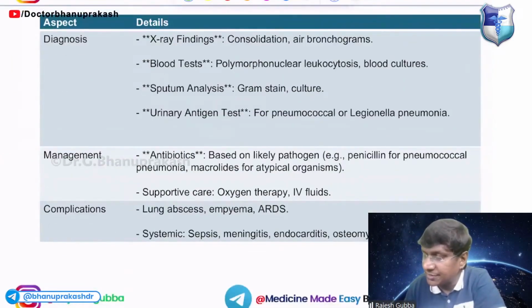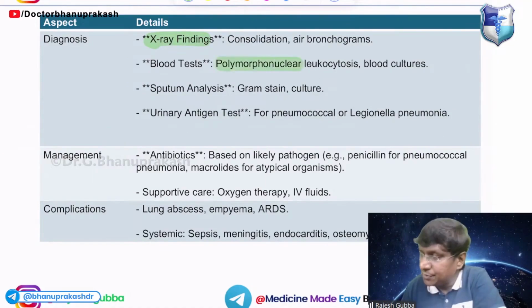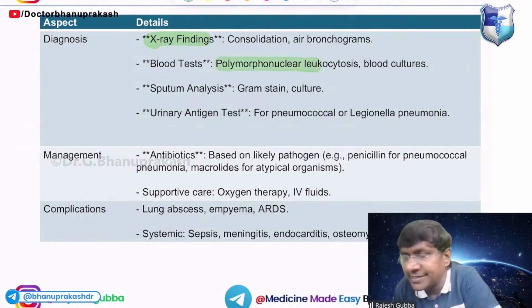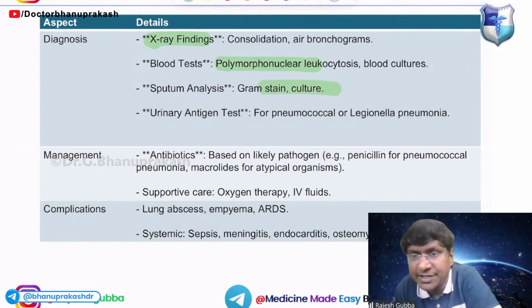How will you diagnose? X-ray will show you the consolidation, where you have the presence of air bronchograms, which is mainly in lobar pneumonia. Blood test, when you do, you'll have polymorphonuclear leukocytes. Sputum analysis is mainly to decide the gram stain.